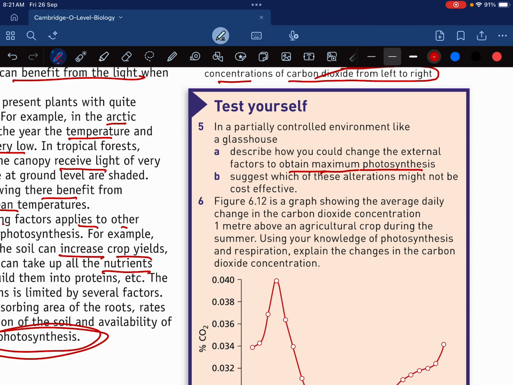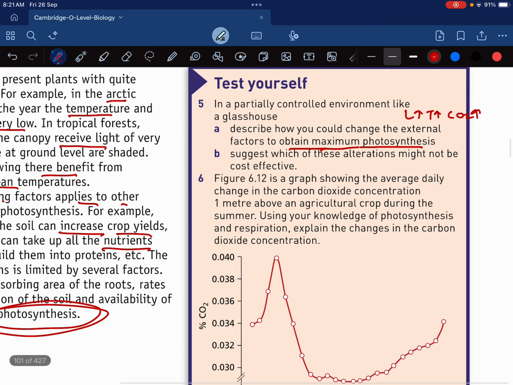कौन कौन सी चीज़ें कर सकते हैं? लाइट इंटेंसिटी बढ़ा सकते हैं, right? We can increase the temperature, तो light intensity बढ़ा दी, temperature बढ़ा दिया, carbon dioxide concentration बढ़ा दी. These are some external factors we can change. Suggest which of these alterations might not be cost effective.